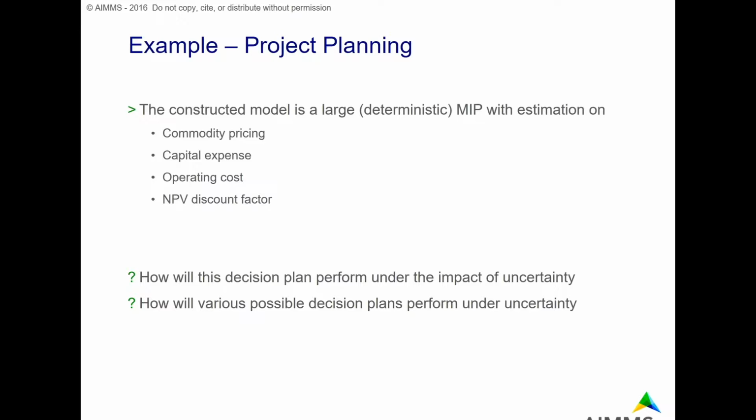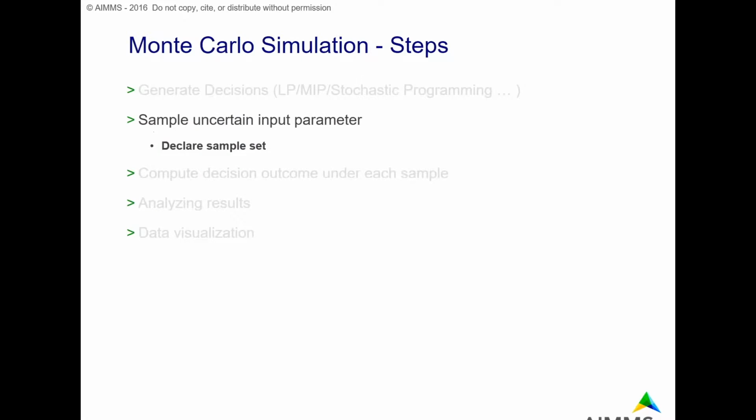The second question is, if we make a different initial solution, how will those various possible decision plans perform under uncertainty? We're going to try to answer those two questions by running Monte Carlo simulation in AIMMS.